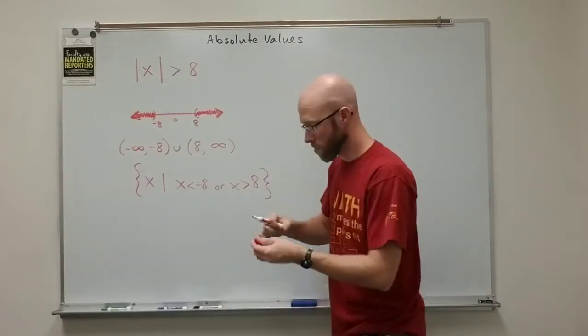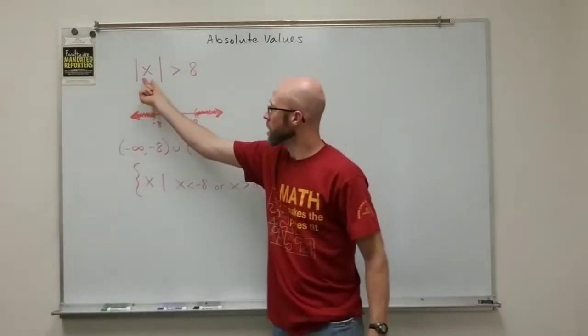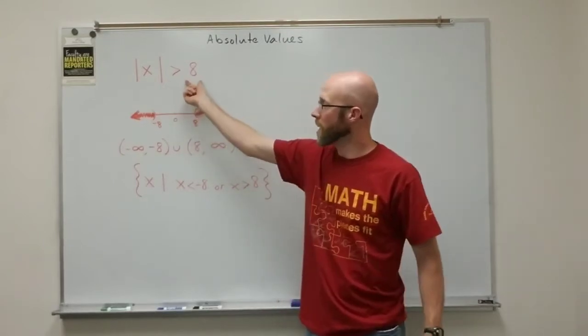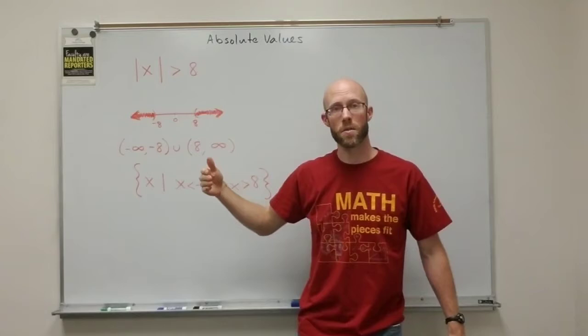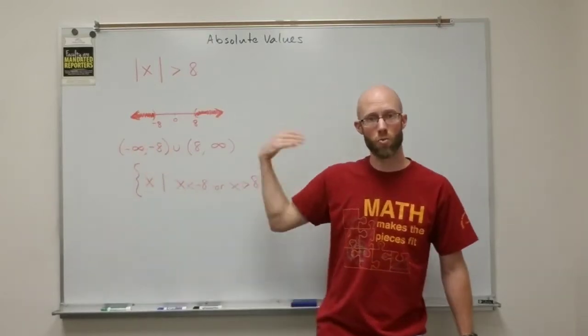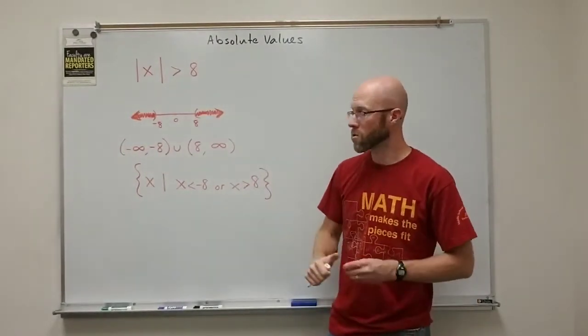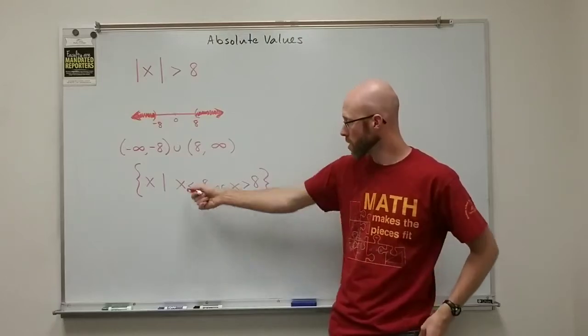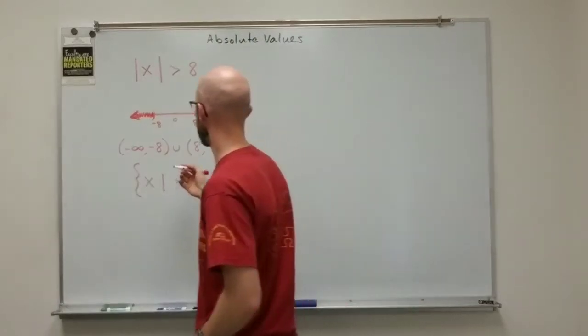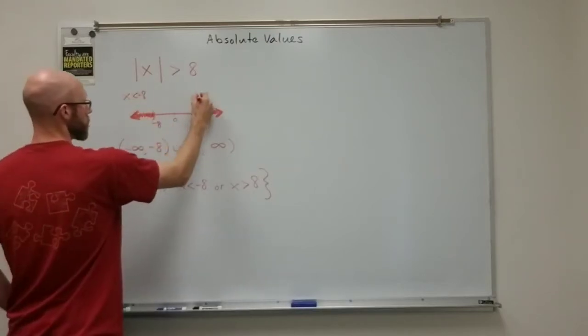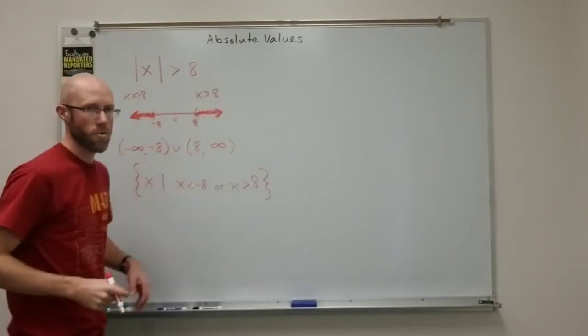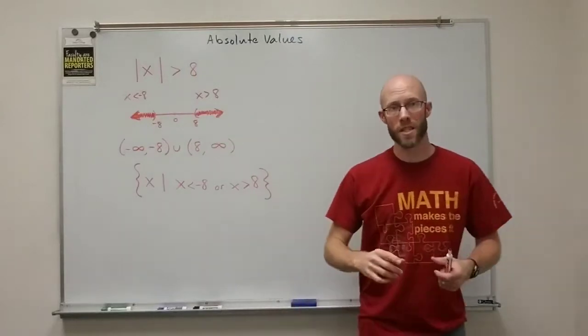Okay, so that's kind of a basic one. Again, whatever's in the absolute value must be farther from 0 than 8. So it has to be everything less than negative 8 and everything greater than 8. Okay, so there's really two different inequalities to deal with here. It's all the x values that are less than negative 8, and all the x values that are greater than 8.